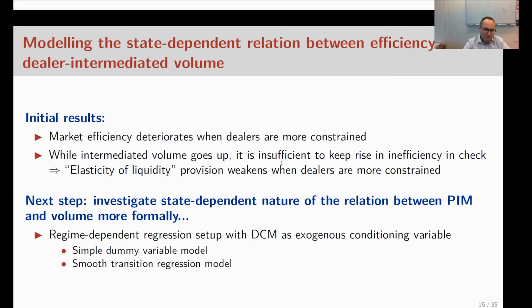What we do is we move to models that capture the state-dependent relation between PIM and volume. Our key focus here is on the so-called smooth transition regression model. But we also established this result with some simple dummy variable model as well.